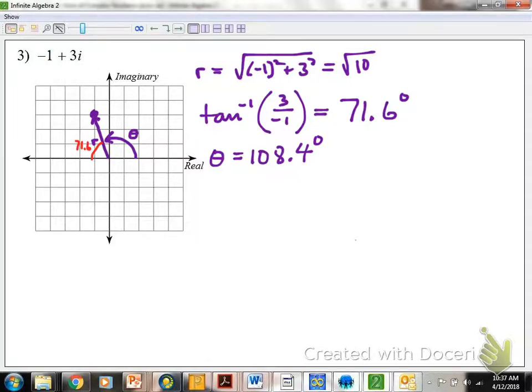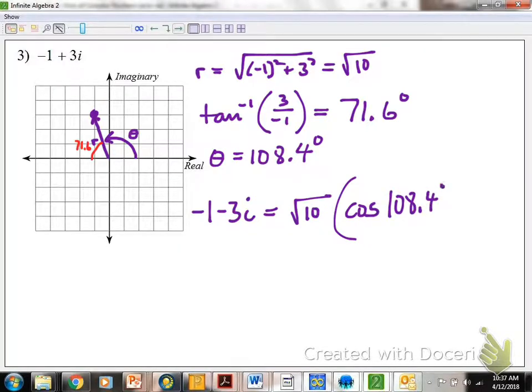So this complex number, -1 plus 3i, is equal to the radius times the cosine of 108.4 plus i times the sine of 108.4.